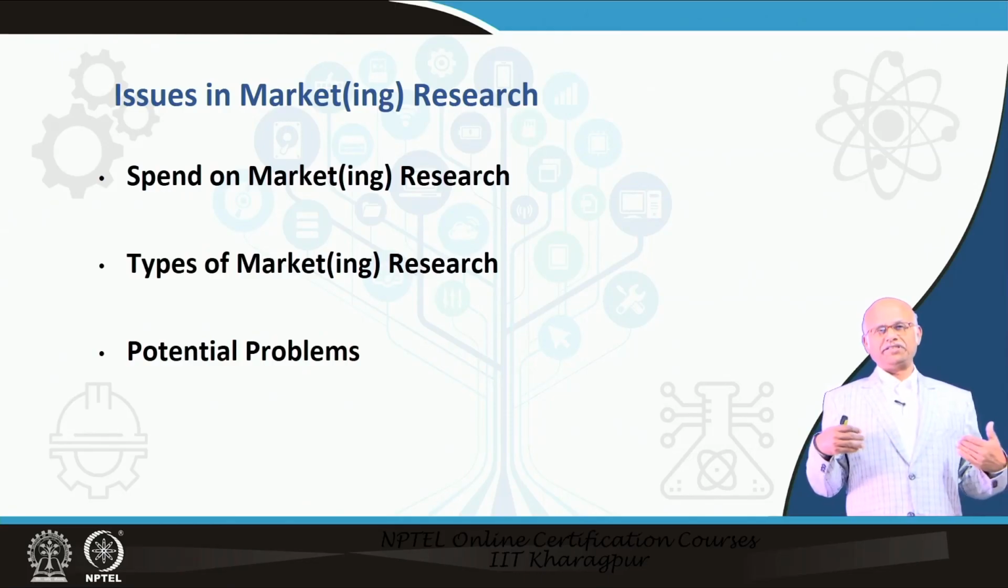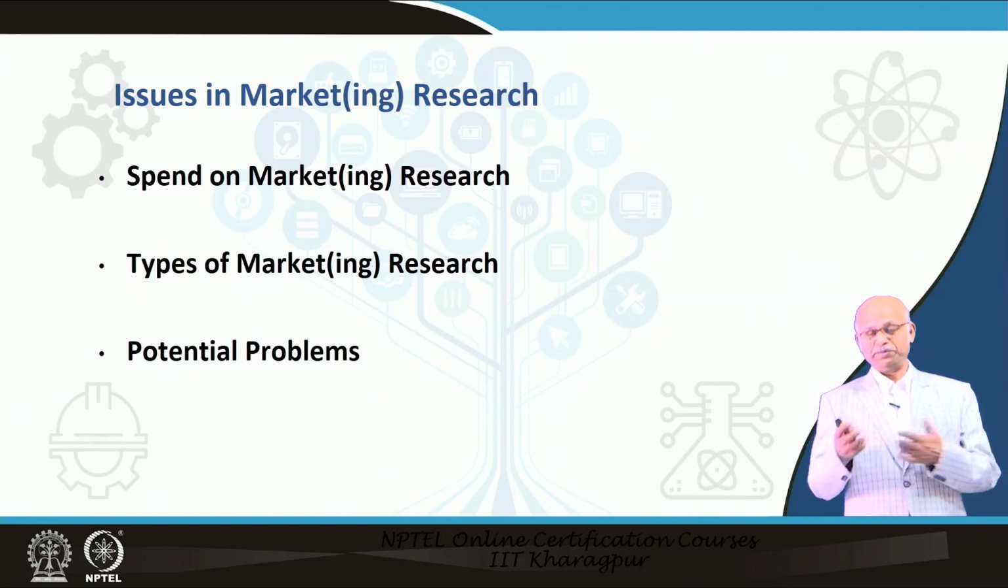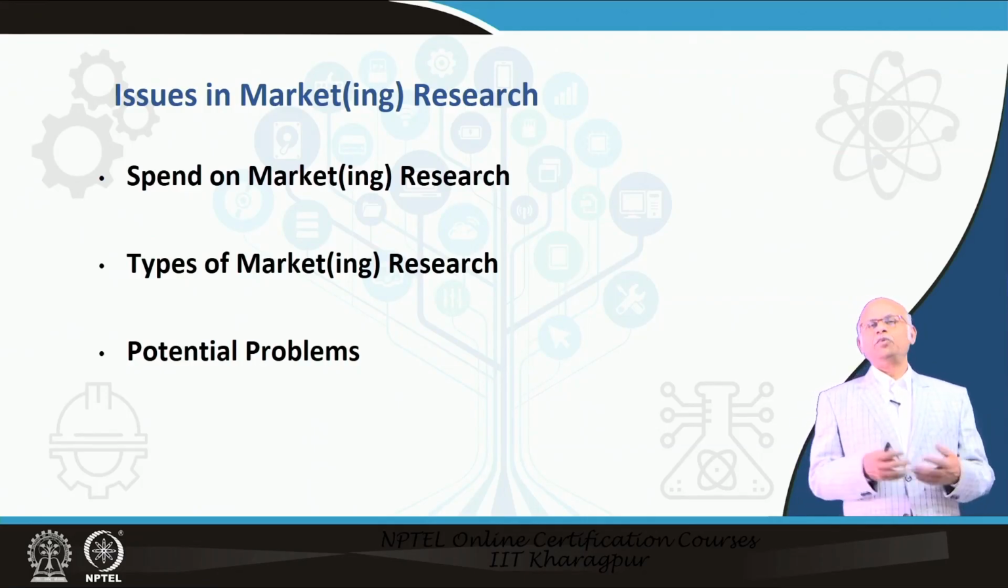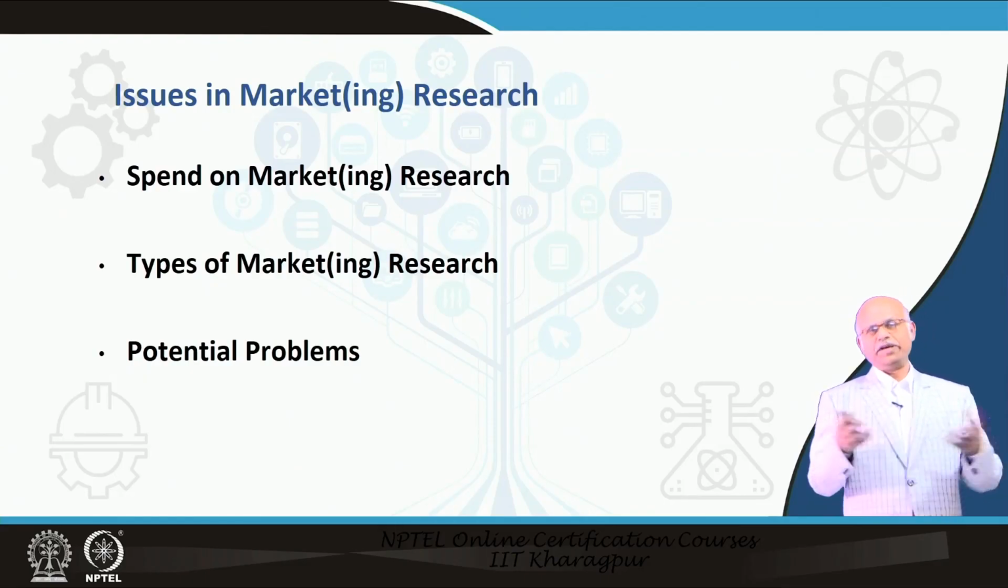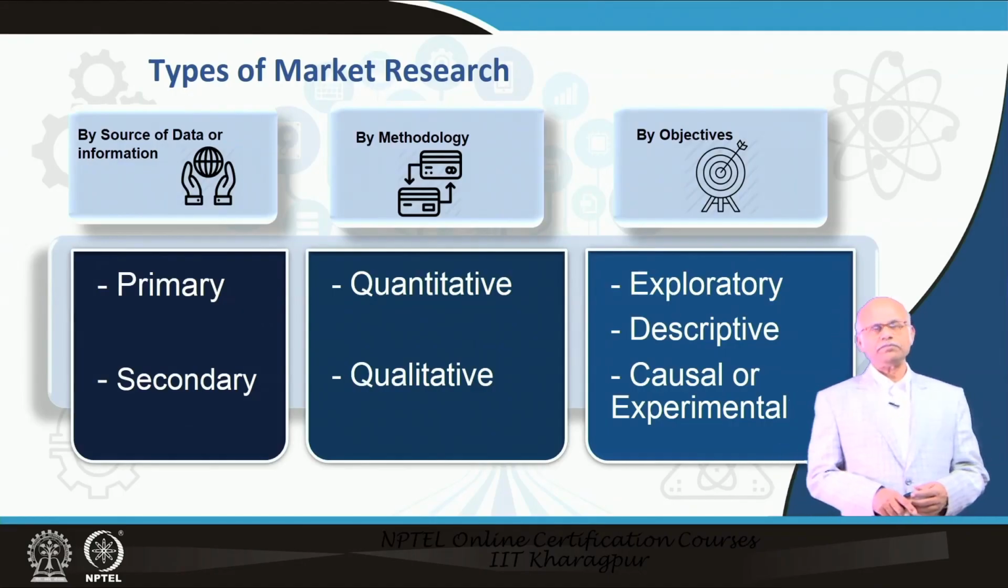Types of marketing research. What type of research you are going to do? Primary, secondary, or qualitative, quantitative, or exploratory, or causal research. Potential problems. What kind of problems are there at hand, so that you can decide what kind of marketing research you would like to do.